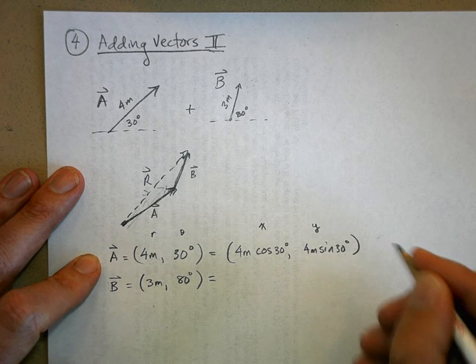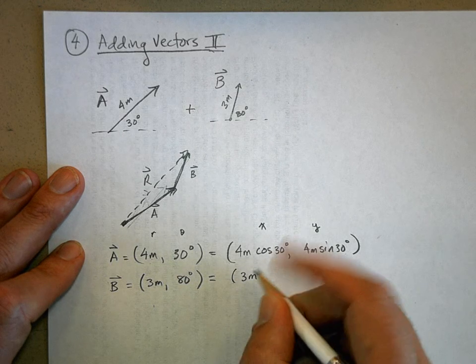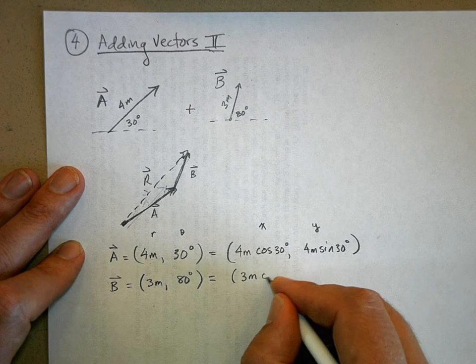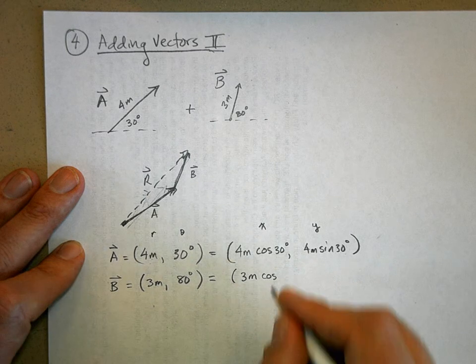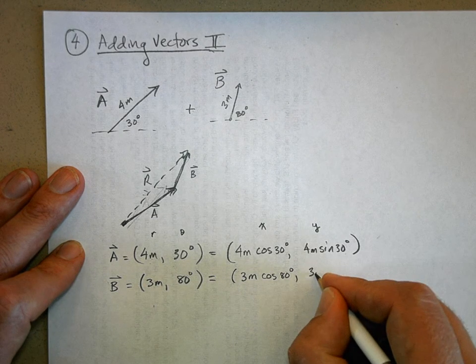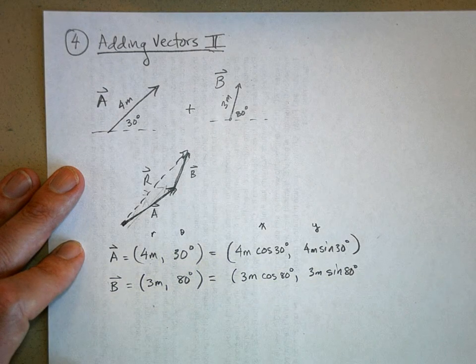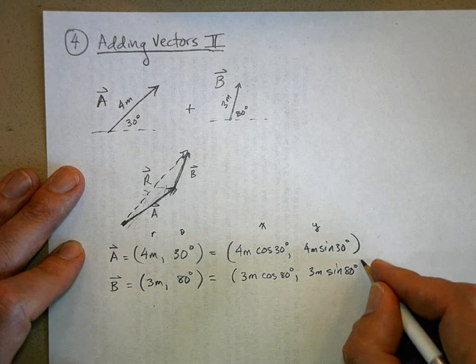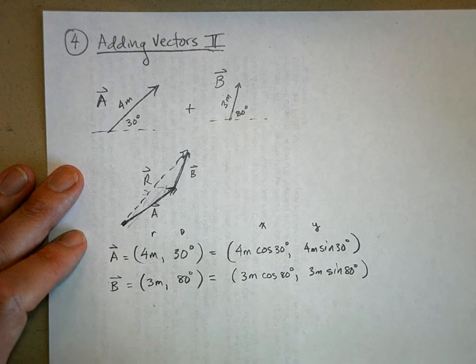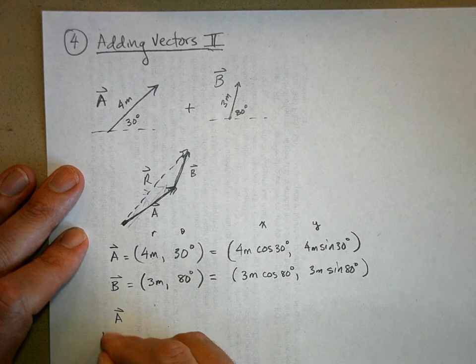And here's where I'm going to need some of you with calculators to help me. This is 3 meters times the cosine of 80 degrees. And this is 3 meters times the sine of 80 degrees. Okay. Now, let's actually figure out what these are. Okay, so we'll just go A plus B.